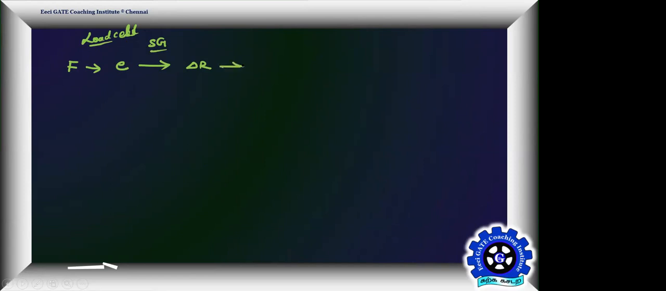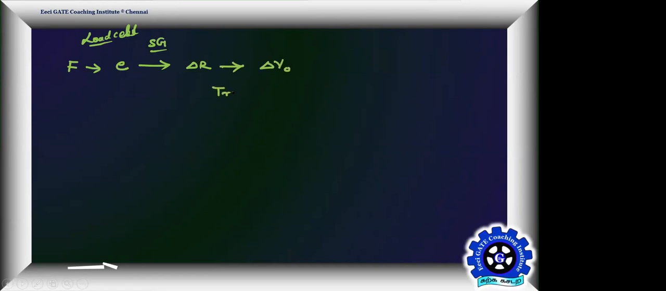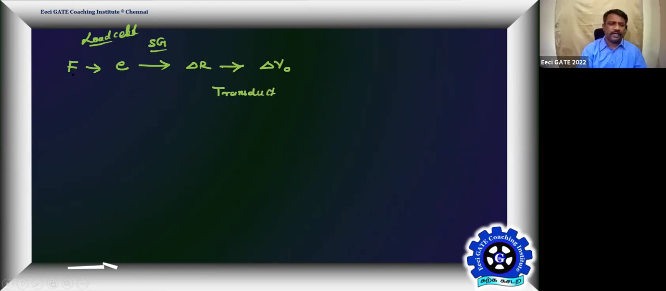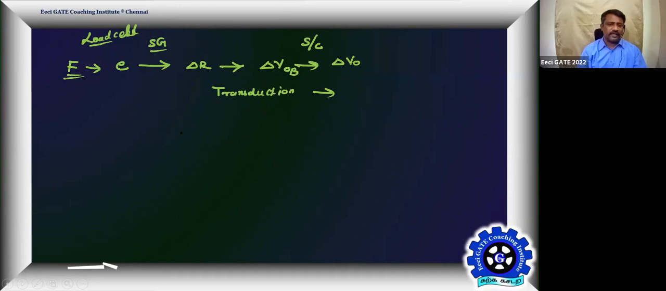Then we should convert change in resistance into change in voltage. So familiar route. What is that? Transduction. Which transduction? Bridges. That's all. So then it is going to become a force or load measurement system. That's what your weighing scale is. So transduction is followed by the bridge, so V naught of the bridge. Then you can convert that into V naught. What is this? Signal conditioning. Able to see?